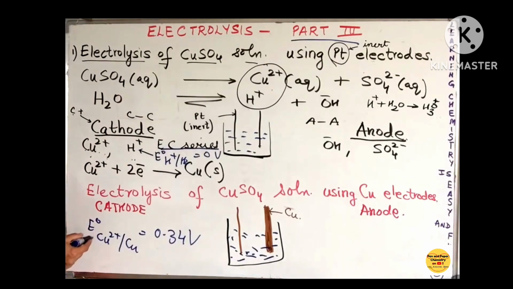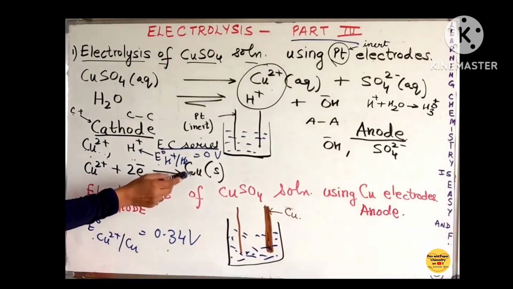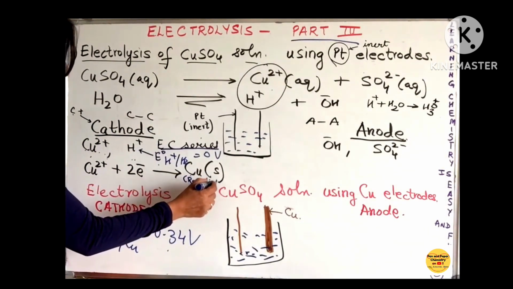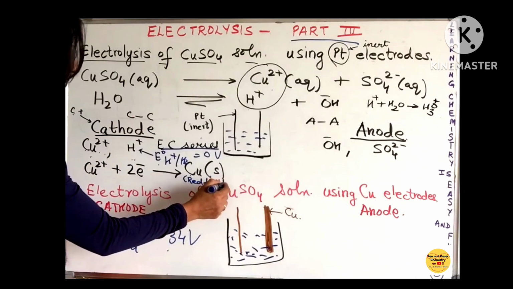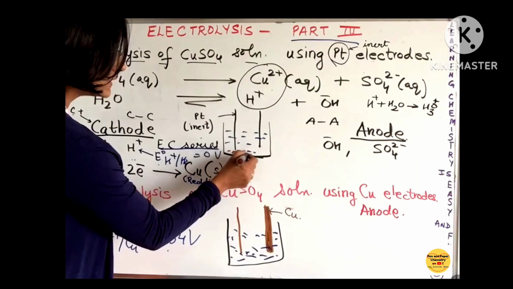That means copper has higher tendency to get reduced compared to hydrogen. So copper gets priority over here. Cu2+ plus 2 electrons gives you Cu solid. Copper is a reddish brown metal. So what happens is we notice that reddish brown powder deposits at the bottom of this beaker, and that reddish brown powder is the copper.